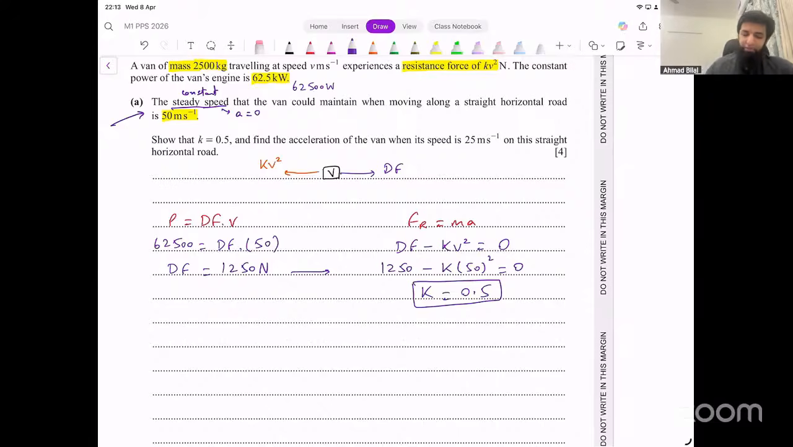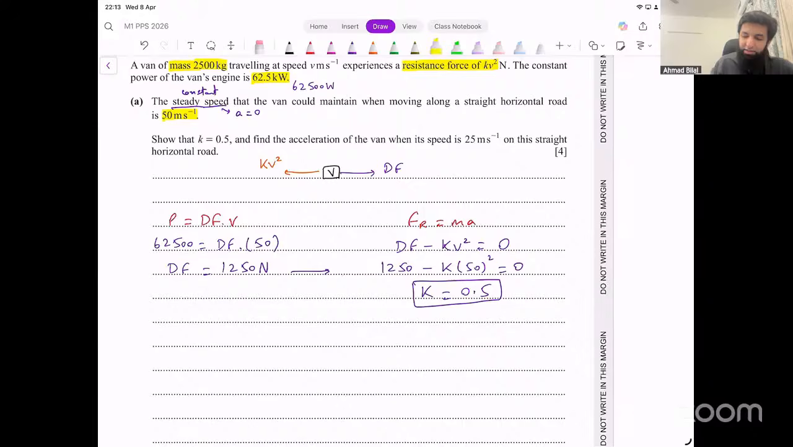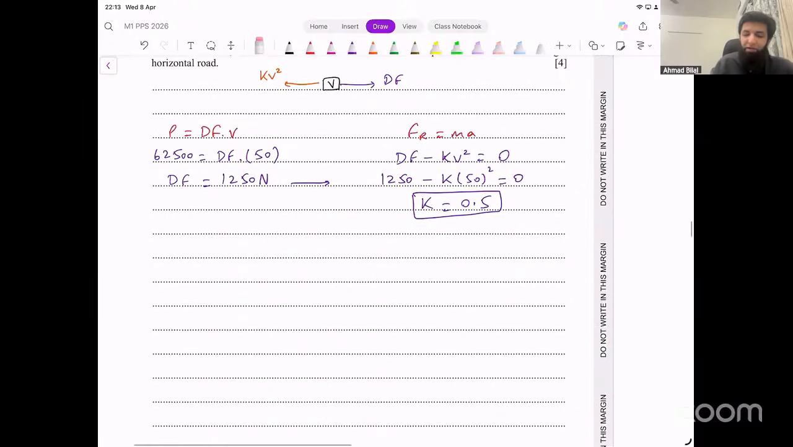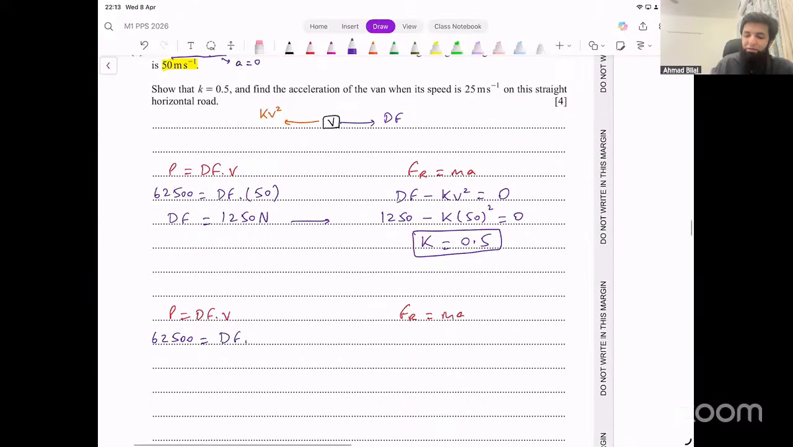Now they're saying at another point, when the speed is 25, that's another instant. When the speed is 25, we need to find the value for acceleration. Now, the power they said is constant. That is not changing. But now if the speed is different, the driving force is going to change accordingly as well, right? Power remains constant. So we apply the same two formulas again. Power equals driving force into velocity. Resultant force equals mass into acceleration. The power is the same as before, which is 62,500. Driving force into velocity. Now they're saying when speed is 25, find the value of acceleration.